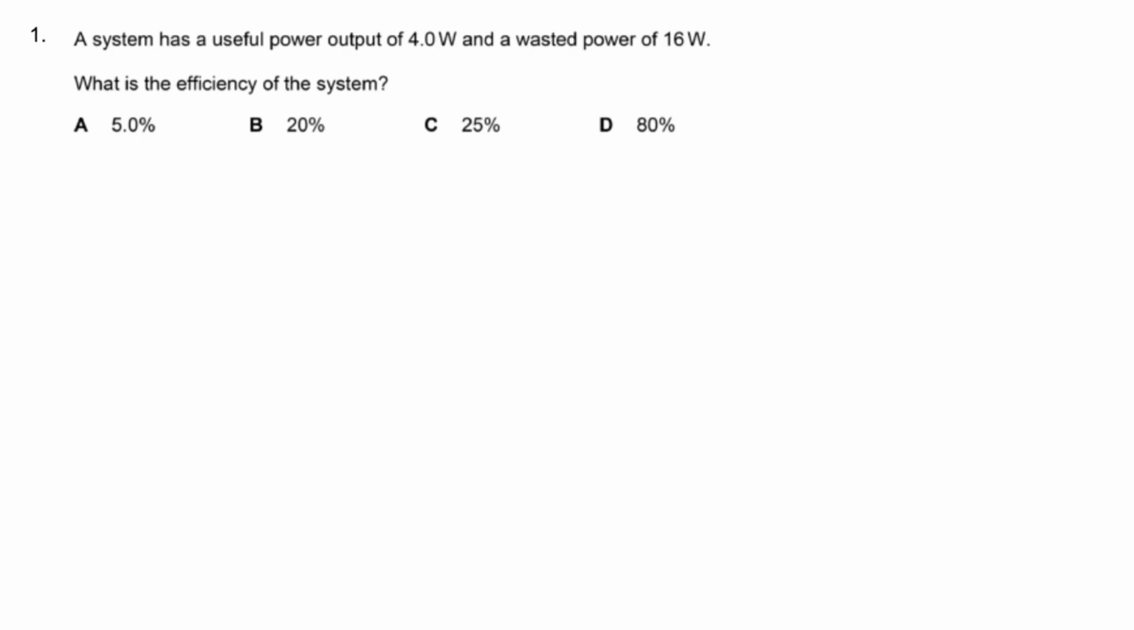So yeah, without further ado, let's do number 1. A system has a useful power output of 4.0 watts and a wasted power of 16 watts. What is the efficiency of the system?